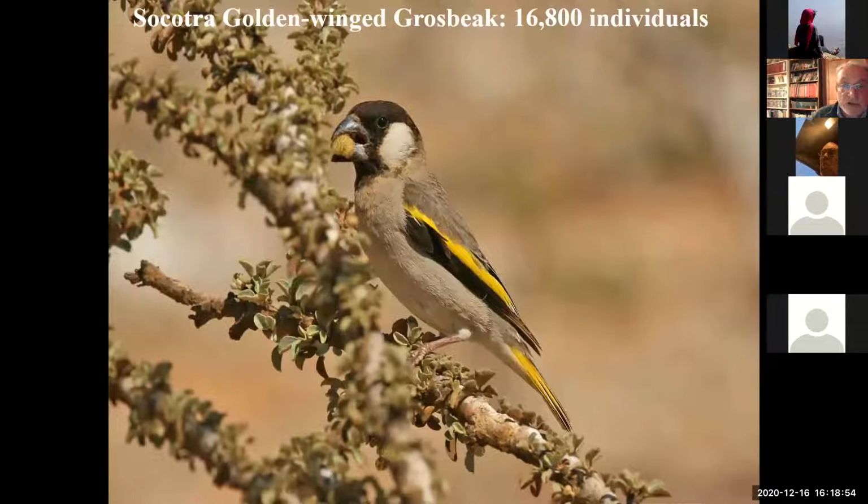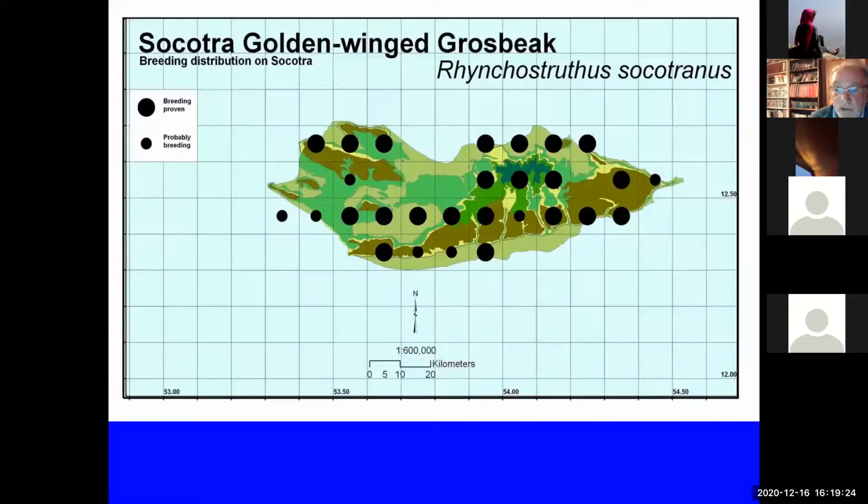One of my favorites is the golden winged grosbeak. When I first went to Socotra, this was golden winged grosbeak, but it's now been split into 3 species: the Arabian grosbeak, one on the mainland of Yemen, and here on Socotra, the Socotra golden winged grosbeak. Good population, and this is something that surprised me about the endemic birds, that they were all in reasonable numbers and had a good widespread distribution. So although they're endemics, only confined to one island, it was good to see that the populations were pretty healthy.